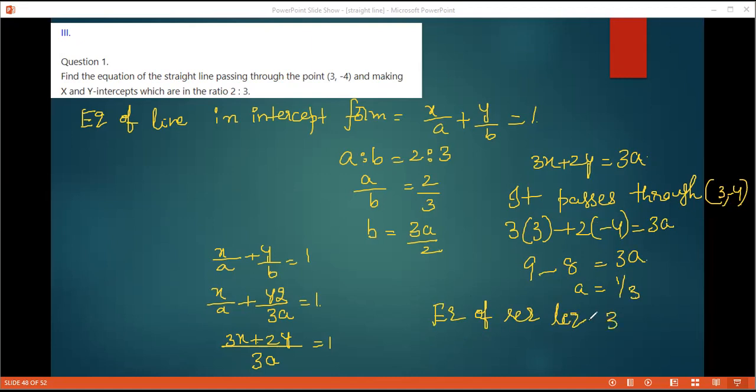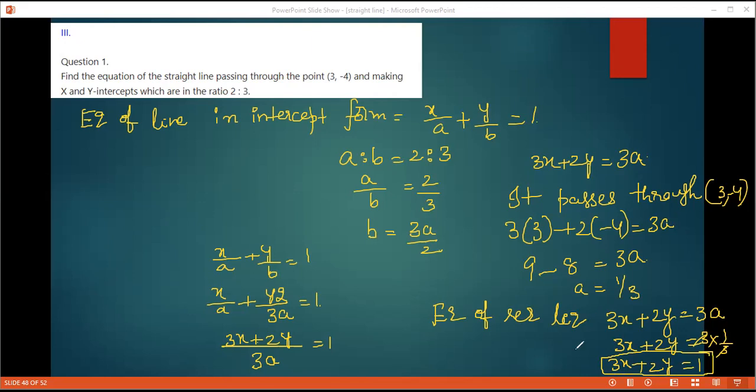So what is that? 3x plus 2y. 3x plus 2y is equal to 3a, right? This is our equation. So I am substituting 3 into 1 upon 3. 3, 3 cancelled. So 3x plus 2y is equal to 1. This is the final answer.